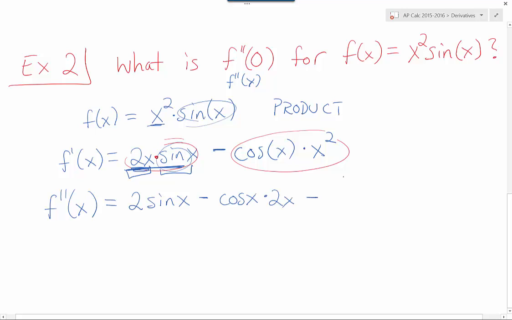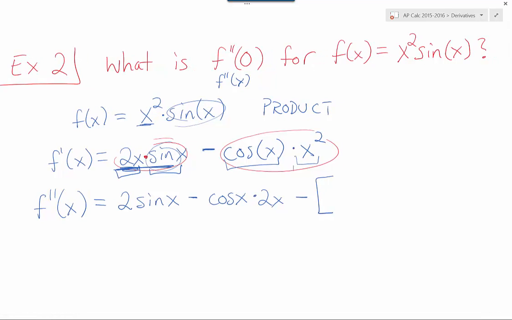Now I'm going to do minus. I'm going to put all of this in a bracket and just subtract it all at the end. I'll say cosine of x is my first term, x squared is my second term. The derivative of cosine x is negative sine of x, times x squared, plus now the derivative of x squared is 2x, and I leave the cosine of x by itself.